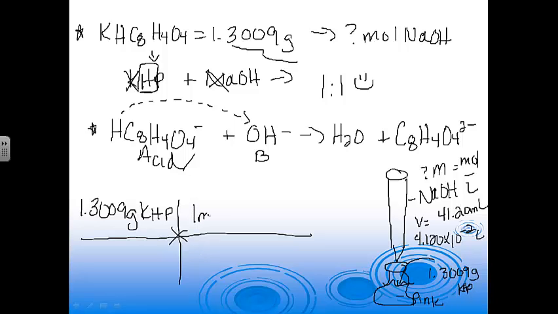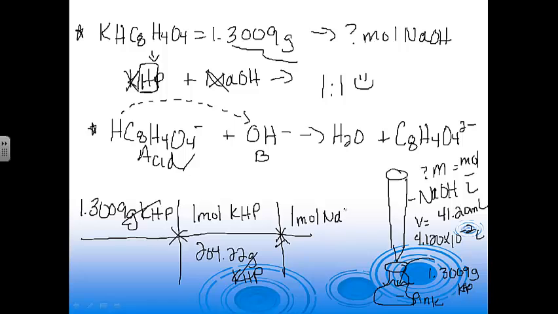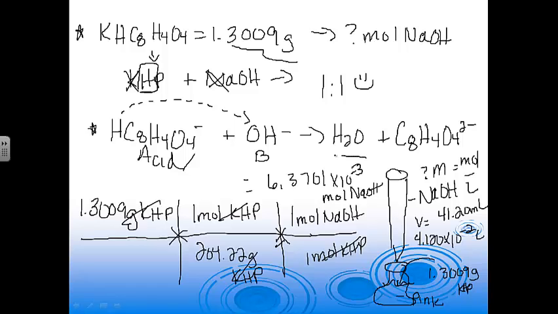So we've got 1.3009 grams of KHP. The molar mass of KHP is 204.22 grams. Now remember, we're looking for moles of sodium hydroxide. The good news is it's all a 1-to-1, so 1 mole of sodium hydroxide for 1 mole of KHP. Either way, regardless of which substance we're talking about, it's going to end up being 6.3701 times 10 to the negative third moles.